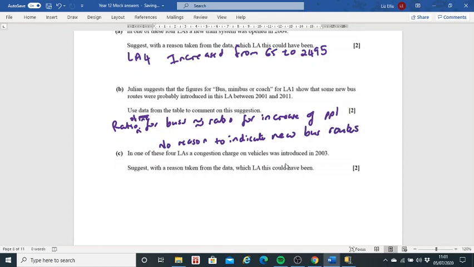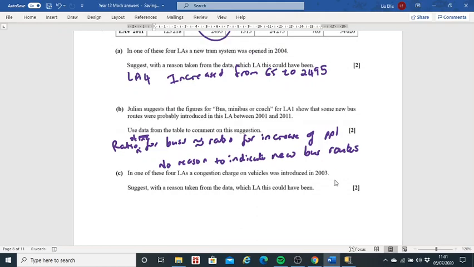Right, next one. In one of these 4 LAs, a congestion charge. Right, if you don't know what a congestion charge is, you've obviously never been to London or know anything about the congestion charge. Basically, they charge you in the high congestion areas for just driving your car into those areas. So London's definitely got a congestion charge zone. And the whole idea is to try and reduce the number of cars going in. So what we're looking for is something in the data that says that much fewer cars went in 2011 than 2001 because it was more expensive to drive your car in those areas and therefore people wouldn't.